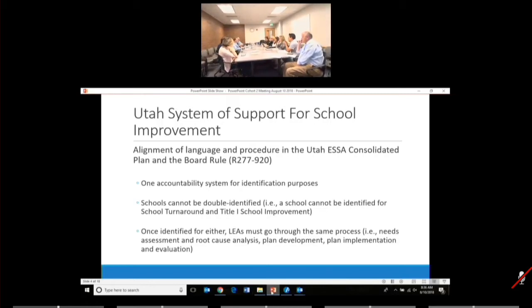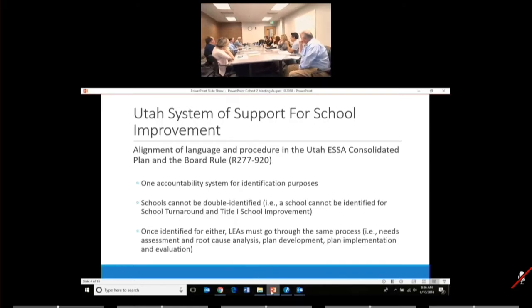Title I schools will not be, at least at this point in the conversation. I think there's still agency leadership conversation. They will have a needs assessment root cause done by an external group that's external to the LEA and the school. They will not be required to... At whose expense? We're working all of that out, Mitch. They will not be required to select a provider off of a vetted list.